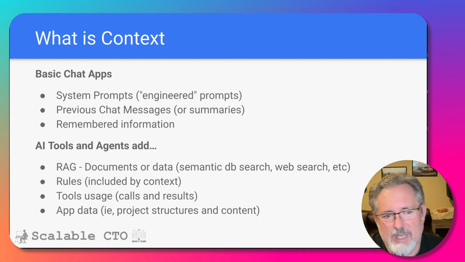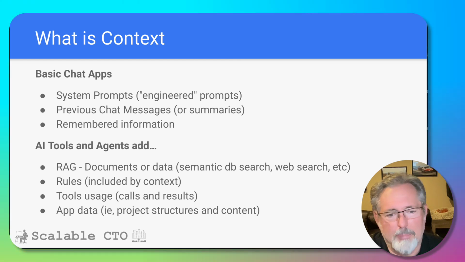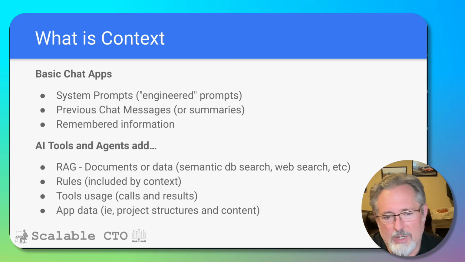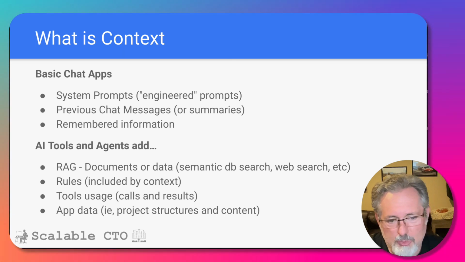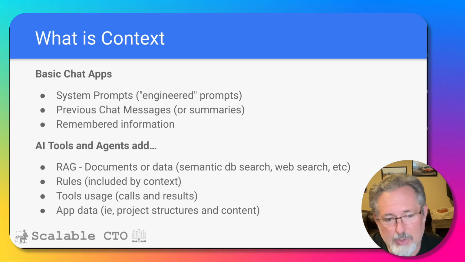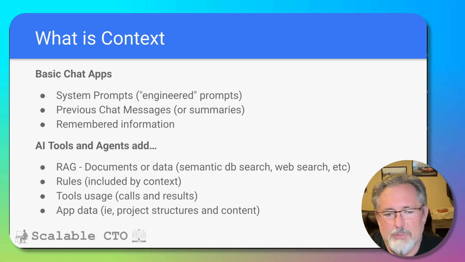And when you get into more sophisticated AI tools and agents, and some of the fancier build-a-whole-app-from-a-prompt kinds of tools, they're adding a lot more kinds of context. They're doing RAG, so they're bringing in documents and data, doing semantic database searches and web searches. They're using rules and rules engines, and sometimes being smart about how to include those by context. They're using tools increasingly. I'll show you some examples of that. And then any other kind of app data: in a software app, instead of just shipping over all the source code, if you're more sophisticated, maybe you build an abstract syntax tree to represent the relationships of all the pieces of the code, and you send that over, something that the LLM can understand.